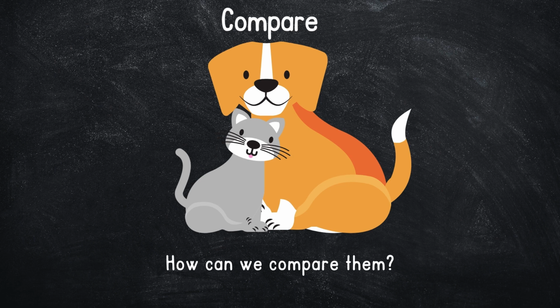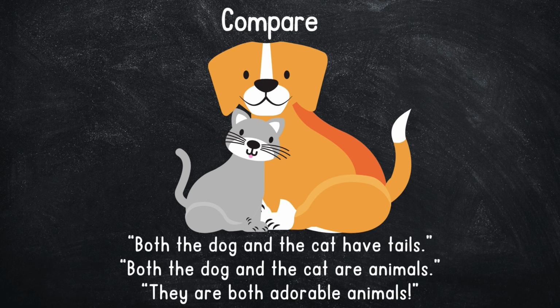How can we compare the cat and the dog? Well, we could say both the dog and the cat have tails. Both the dog and the cat are animals, and they are both adorable animals.